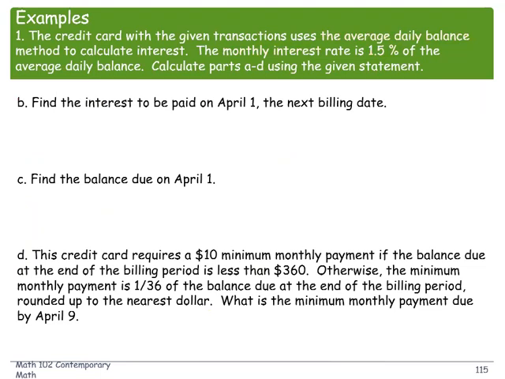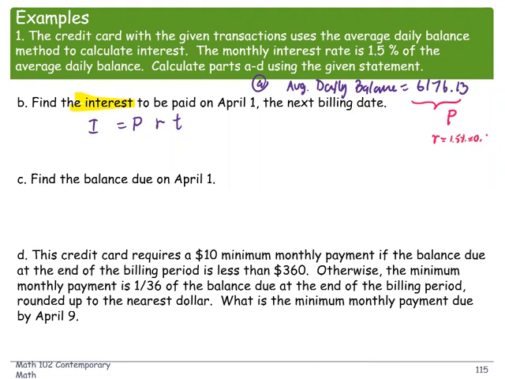So the next part, let's put a note: the average daily balance is 6176.13 from part A. Then part B, we're going to find the interest to be paid on April 1st, which is the next billing date. To calculate the interest, I equals P times R times T. The P is the average daily balance. And the R, the monthly rate, is 1.5%, which is 0.015. The time is going to be 1, because this is the rate per month.